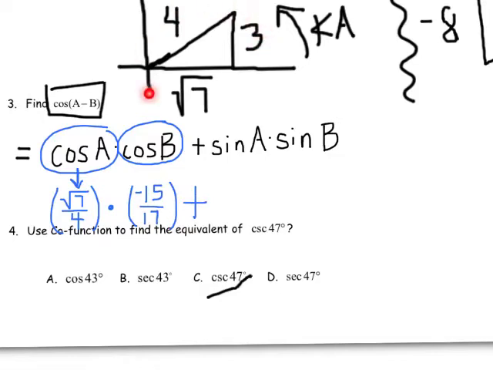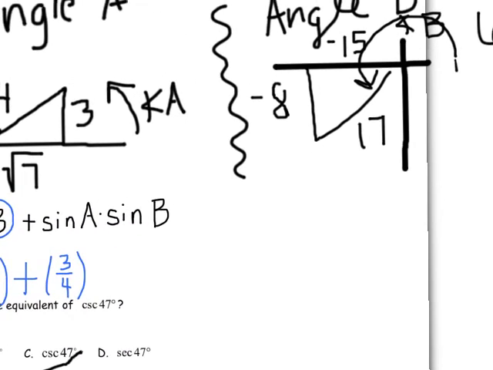Now I have a plus sign, sine of A. So here's my angle A. Sine is opposite over hypotenuse. So that's 3 over 4. And then sine of B, so go back to your B triangle, is opposite over hypotenuse, negative 8 over 17.